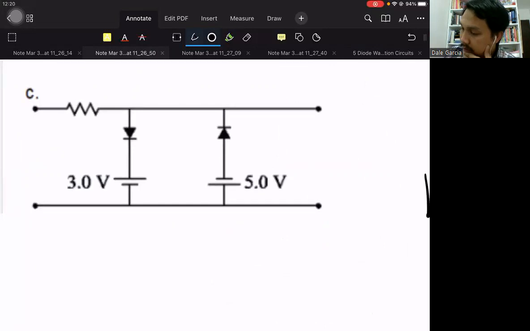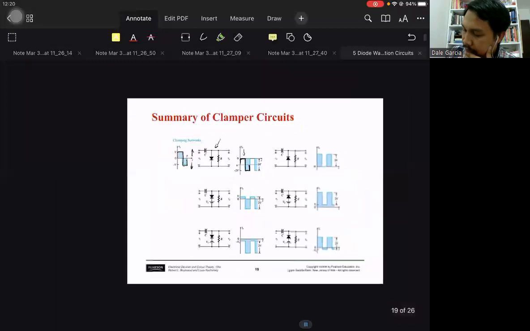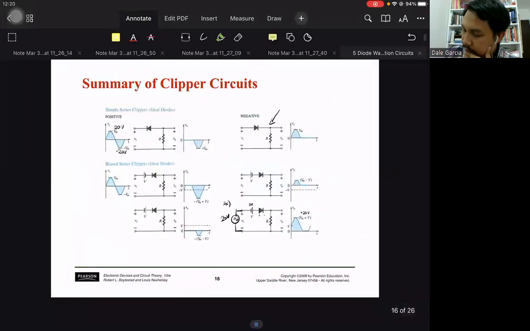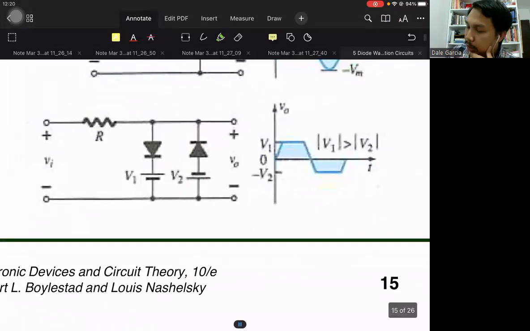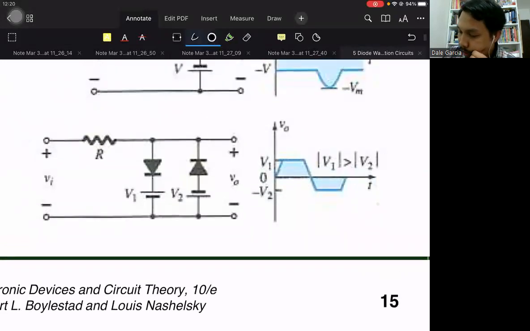Last, a clipper again, no? A clipper circuit with a capacitor. I think it's this one, the one with the double clipper. It clips the positive half cycle and also clips the negative half cycle. Whatever the given value is, that is where it will clip, the same with the negative half cycle.